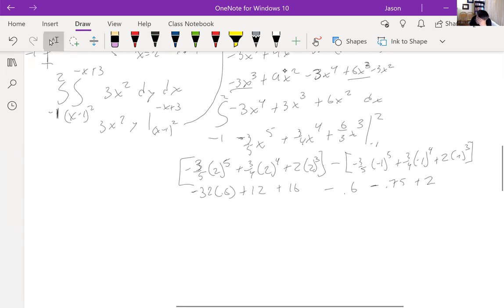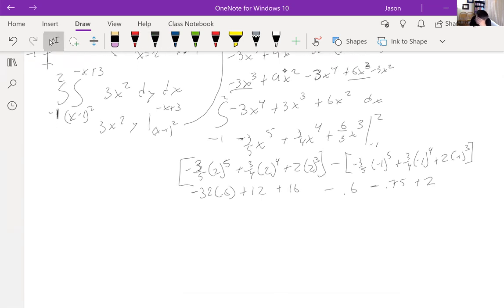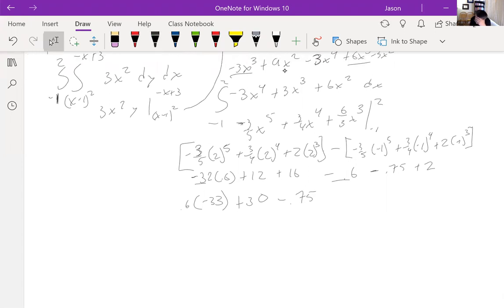Okay, so again, I don't know how much you want to do this by hand, but I could factor out a 0.6 if I wanted to. 0.6 times, this is negative 33. Okay, times 0.6. We got negative 32 there and a negative 1 here. Okay, and then 12 and 12 and 16, that's 28 plus 2 is 30. That's plus 30. Okay, and then minus 0.75.